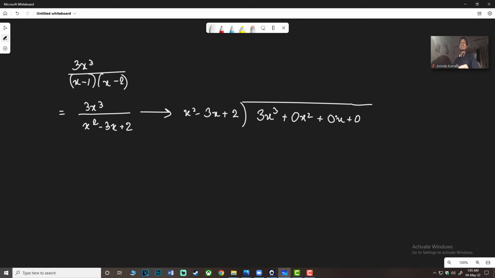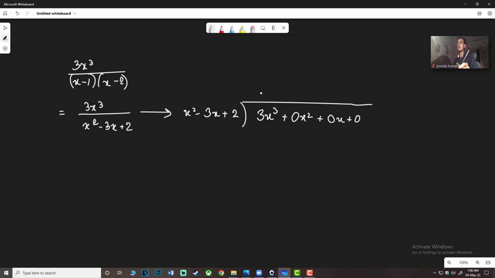This is especially useful when we have, suppose, 3x square minus 2 and the middle terms are missing. Then we can substitute the coefficients by 0 so that we have all the coefficients, x cube, x square, x, then 0, or x to the power 5, 4, 3, 2, 1, 0. That makes our long division a bit more comfortable for us.